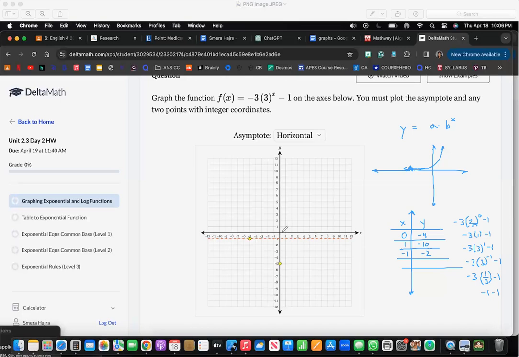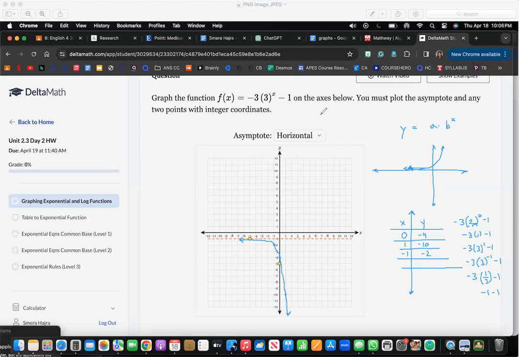So that's 0, -4, 1, -10 down here, -1, -2. You see it's kind of like it's going up like this, but just going down. So you got this going on, and I'm no good at drawing these lines with the mouse, but then you have this curve going back here towards the asymptote.